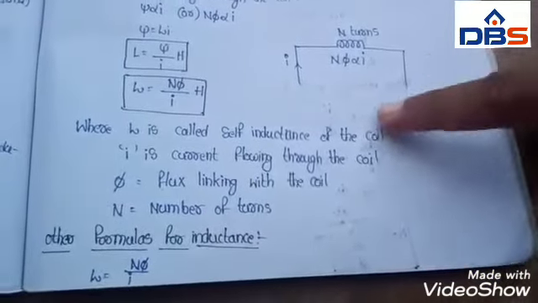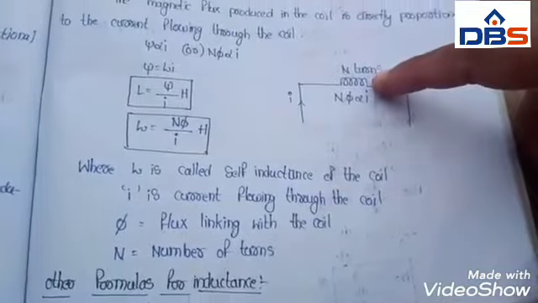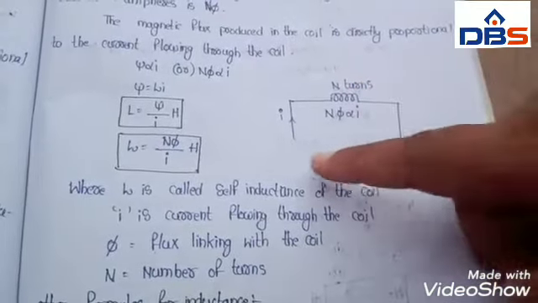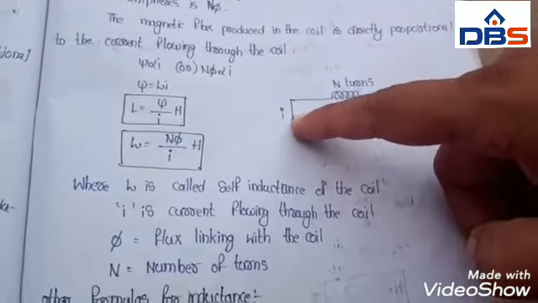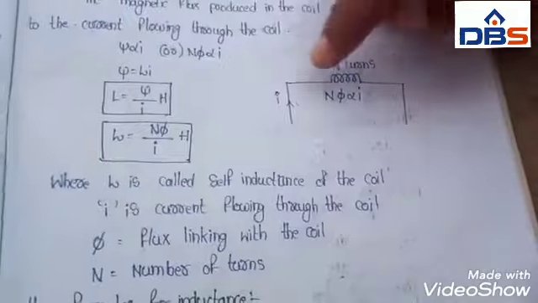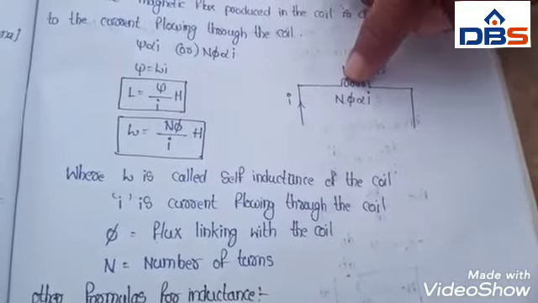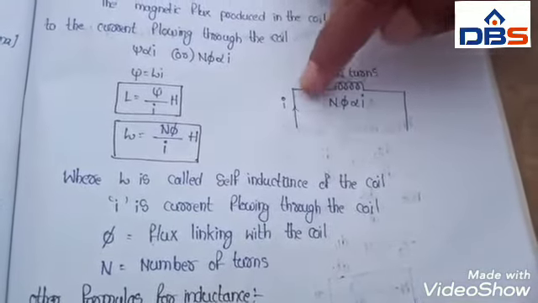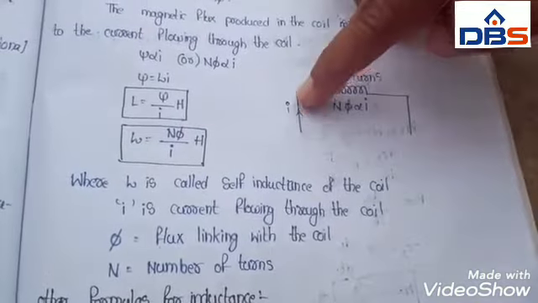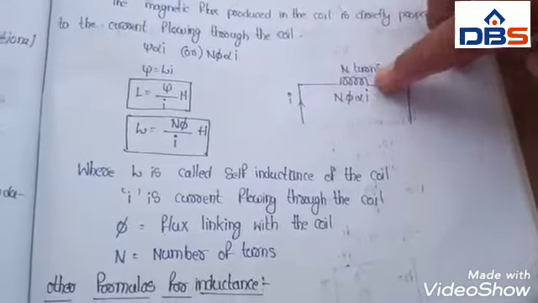So see the figure. Here a coil with N number of turns is there. Whenever an alternating current flows through the circuit, this current touches the N number of turns and an mmf is produced, that is N into I. So due to this current, some flux is produced, that is phi.